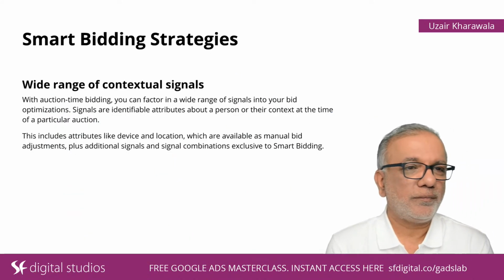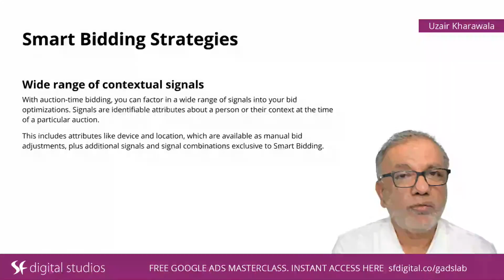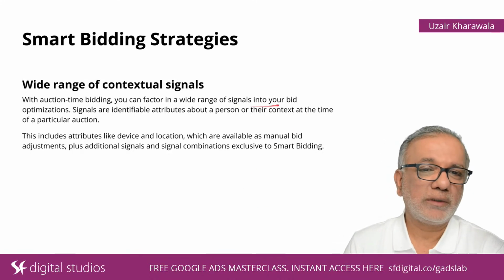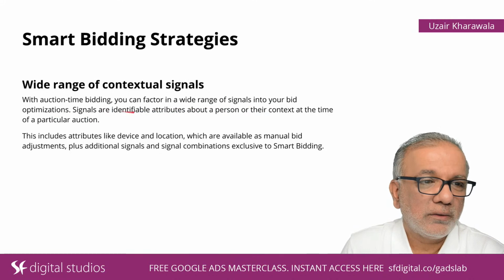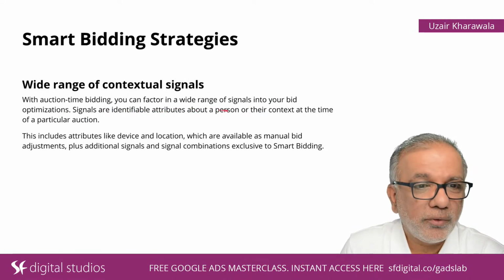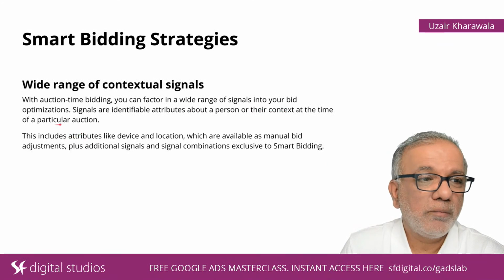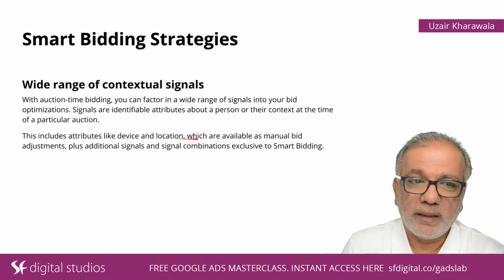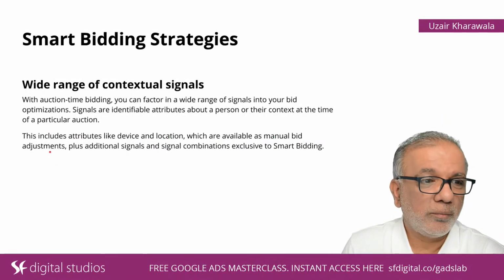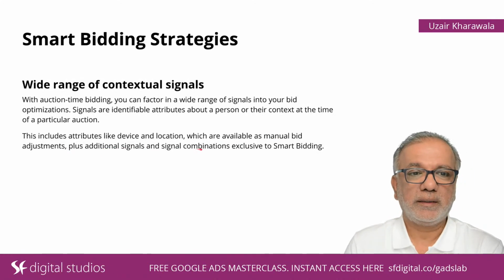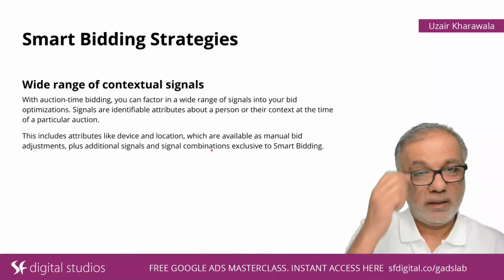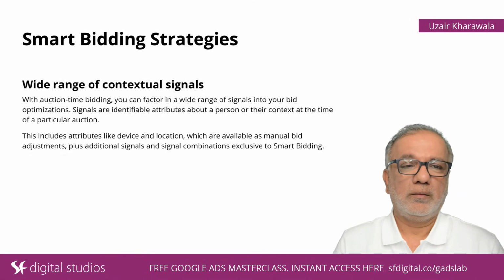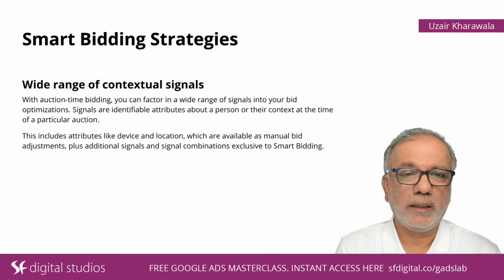All right. So then we have a wide range of contextual signals with auction time bidding. You can factor in a wide range of signals into your bid optimizations. So signals are identifiable attributes about a person or their context at the time of a particular auction. These attributes include device and location, which are available as manual bidding adjustments, plus additional signals and signal combinations exclusively available for smart bidding, and it is not available in manual bidding. So you do miss out on this.